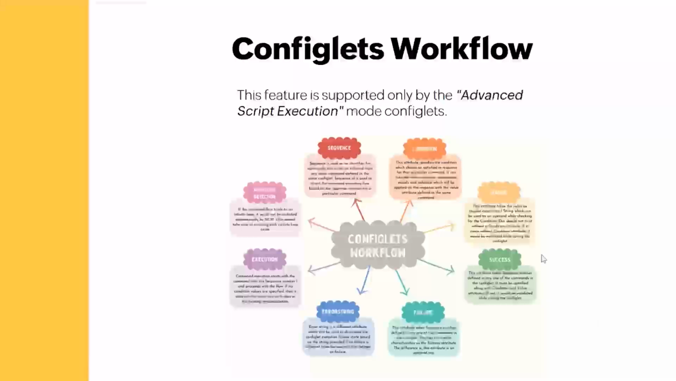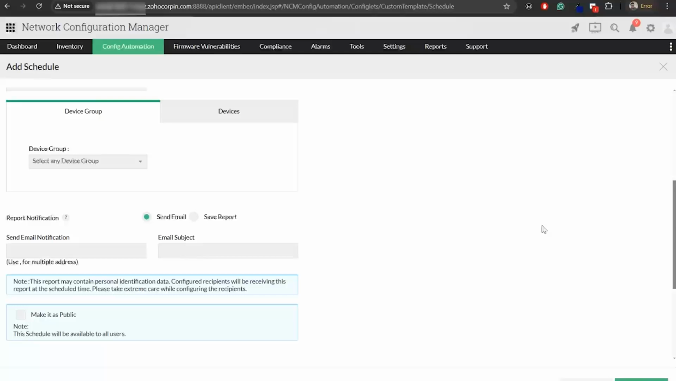Now let's talk about the configlets workflow. As seen in the earlier example, commands are executed in a specific sequence. This functionality is supported only in the advanced script execution mode. Here you can see you can set the sequence and you can define conditions such as success and failure to control the flow of execution. So let me show you an example of that in the UI.